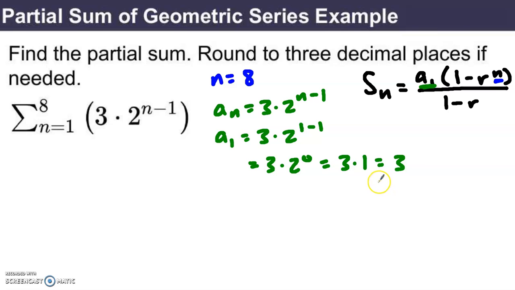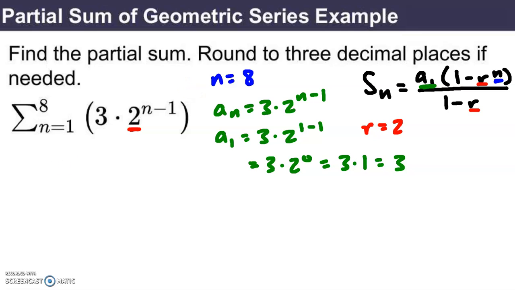And what else do we need to know? We need to know what that common ratio is. And we're going to use it here and here. It's the 2. So r is 2. It's the part being raised to the n minus 1 power.